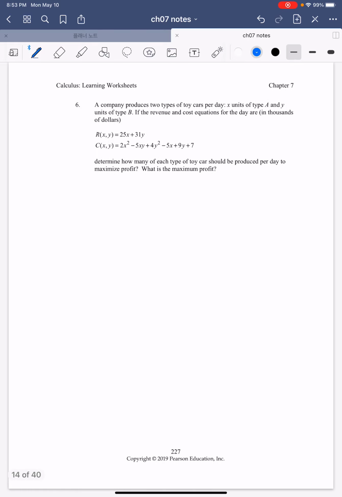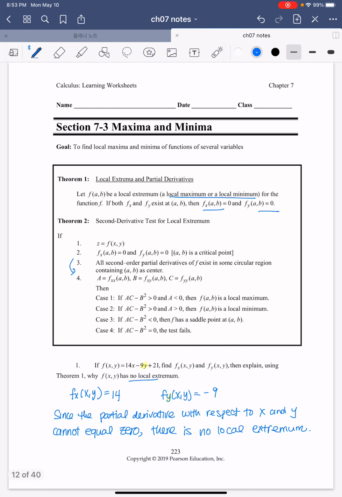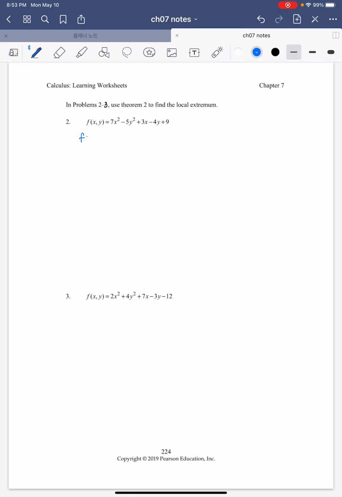So two more, and then we have two application problems. Number 2. So we have a function, find the local extremum. That means I have to go through 4 cases. Let's start by taking the partial derivatives with respect to x and y to find the critical point. So I'm going to take f sub x. So my x is the variable, y is a constant. So it will be 14x, constant, plus 3, constant.